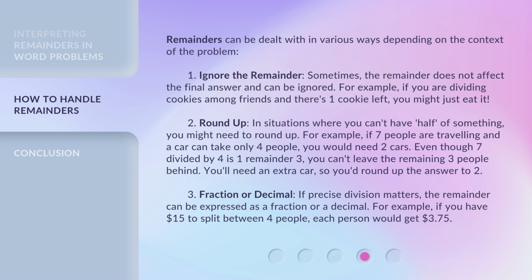3. Fraction or decimal. If precise division matters, the remainder can be expressed as a fraction or a decimal. For example, if you have $15 to split between 4 people, each person would get $3.75.